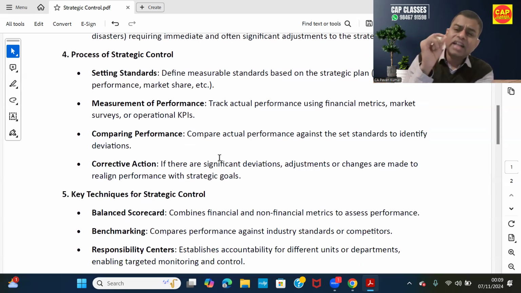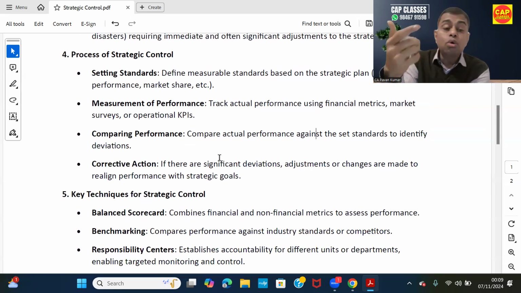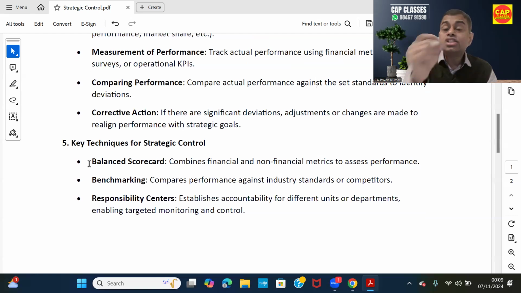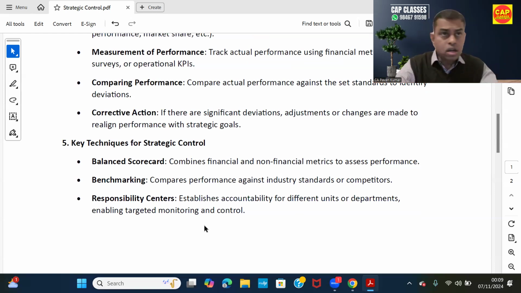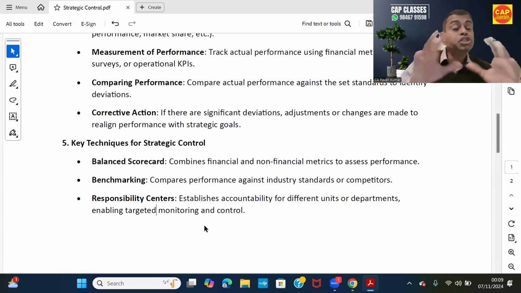Then there are certain key techniques which you do not need to know in detail. There is the balanced scorecard approach, the benchmarking approach, and creating responsibility centers. We'll not discuss this now. If it is discussed in detail in the ICAI study material at some other point, then we'll do it. In the last chapter previously, business process reengineering and benchmarking, total quality management and Six Sigma were all discussed extensively in the old scheme, 2023 or 2024 old scheme. Two or three years back, these were there, but after that they changed the content.